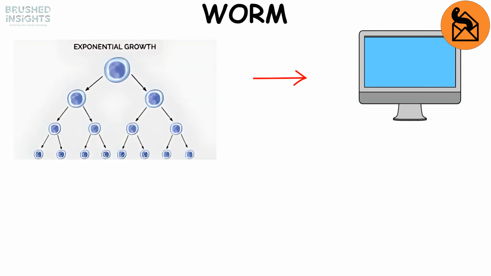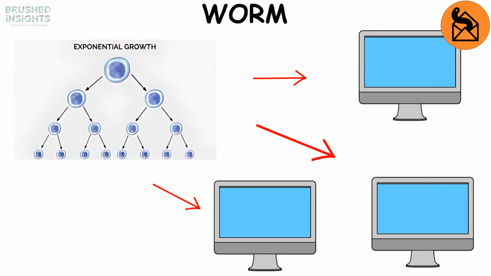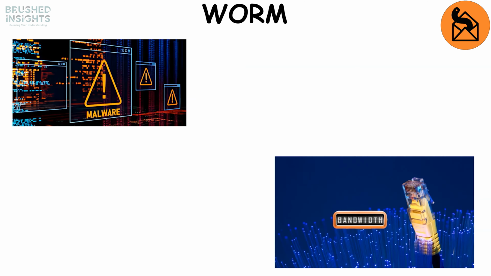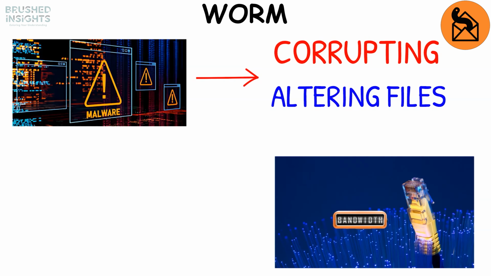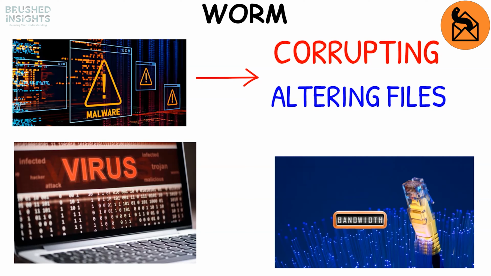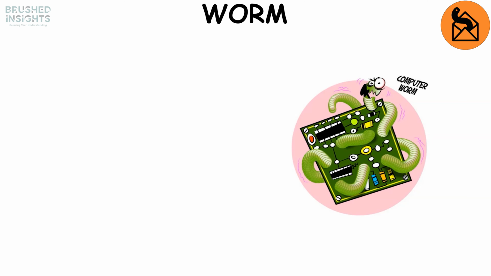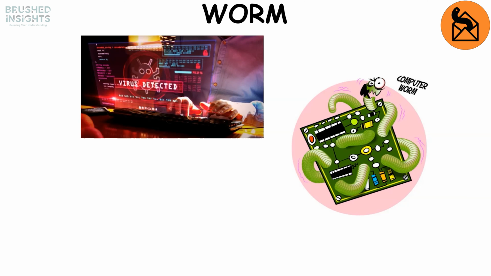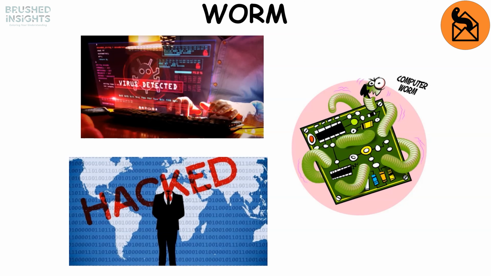Worms commonly inflict harm on networks, often by consuming bandwidth, whereas viruses primarily focus on corrupting or altering files within a specific computer. While many worms prioritize spreading and refrain from modifying the systems they traverse, they nevertheless pose a significant threat to network stability and security.